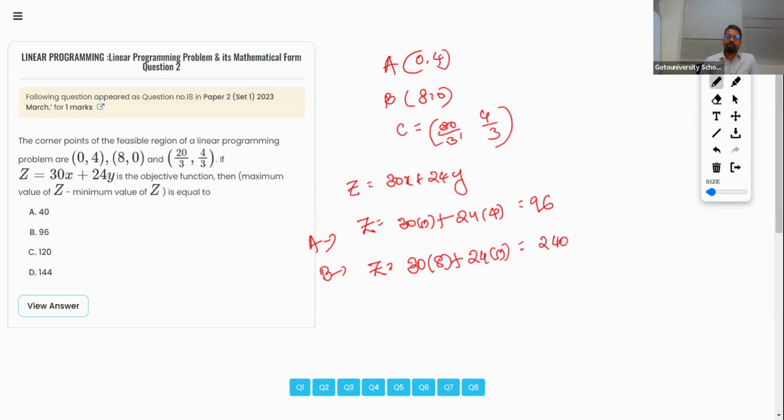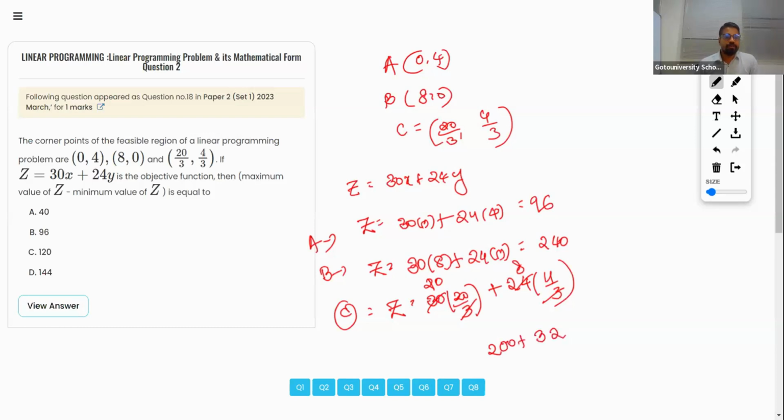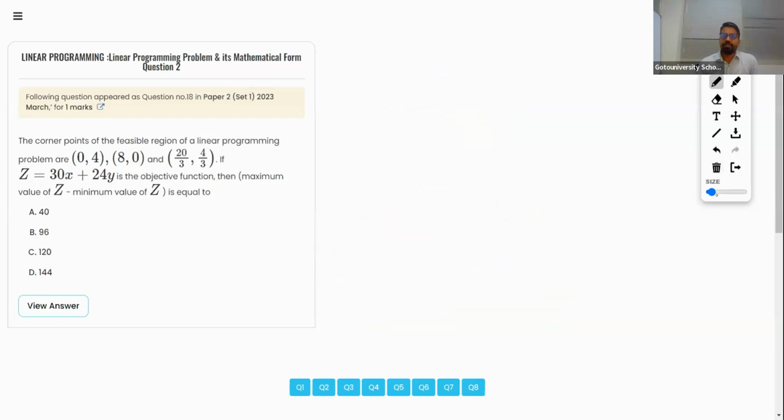Third one, z is equal to 30 into 20 by 3 plus 24 into 4 by 3. 3 ones are 3, 3 tens are 30, 3 eights are 24. So we have 200 plus 8 fours are 32. Let me check this clearly.